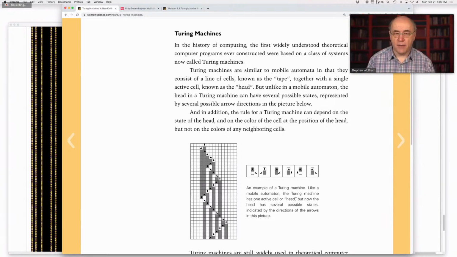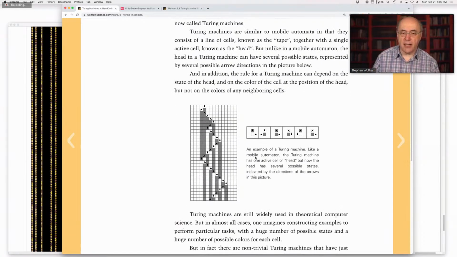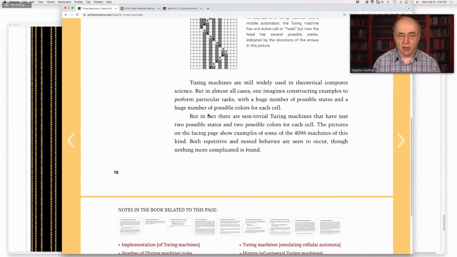You have just a single active site, but instead of the mobile automaton, where you're looking at neighboring values to decide what to do, here you look at the color of the cell under the head, and you look at the state of the head. In this particular case, the head has three possible states indicated by the three orientations of that cell there. And then you can ask, well, what does this do? It's very much like a mobile automaton.